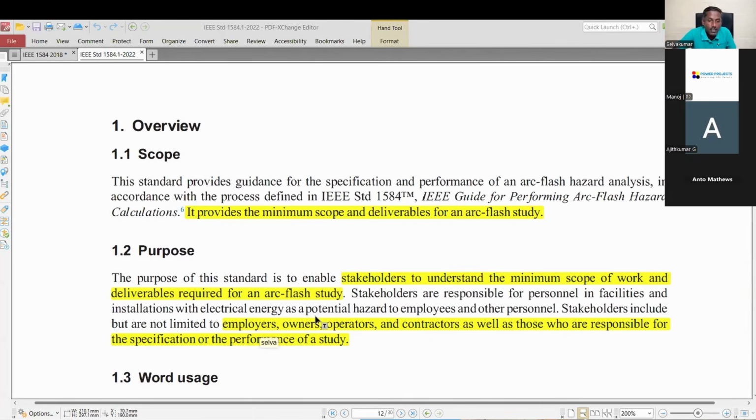An employer could be an IT company. He's an employer, but the facility owner is somebody else. For example, an employer, an IT company like Infosys or TCS, sitting in somebody's rental building. The owner is somebody, the employer is somebody else. Both are involved as a part of it. This employer might have appointed some third party for operation and maintenance. That operator is also included. And in case some contractors are doing the work, they are also included, along with those responsible for the specification and performance of the study.